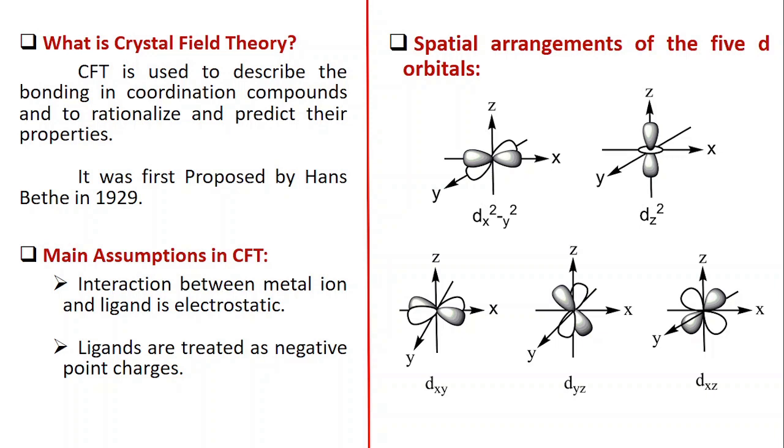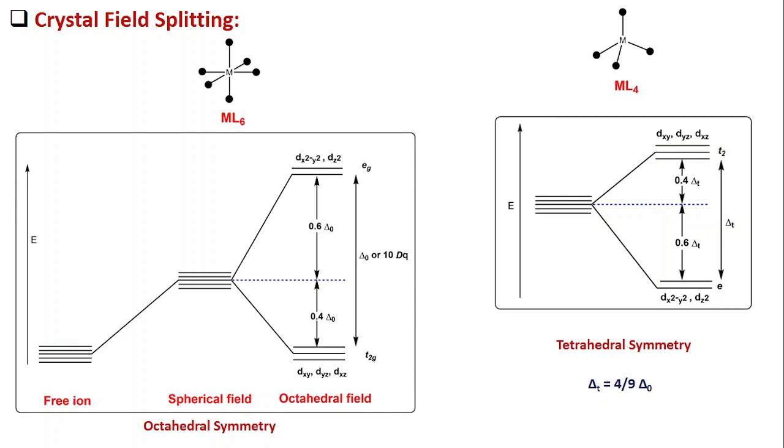If we look into these orbitals, the first two, the x square minus y square and the z square, have their orbital lobes pointing directly towards the coordinate axis, whereas in the case of the other 3 orbitals, the orbital lobes are in between the axis. So let us consider the crystal field splitting in the case of octahedral complexes.